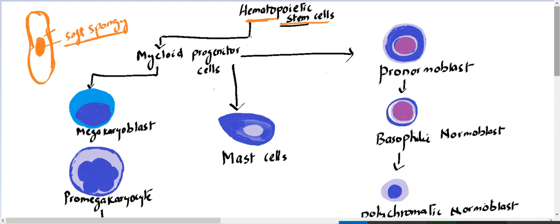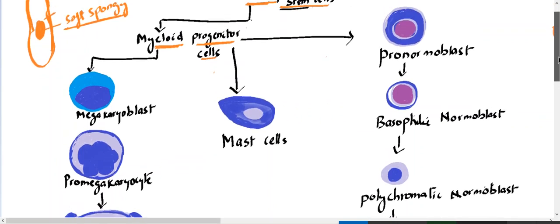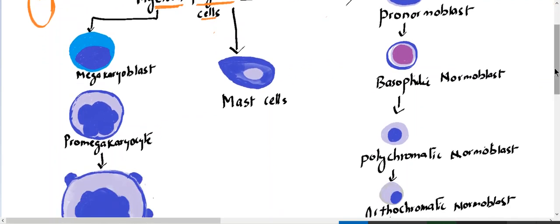So you have the myeloid progenitor cells, and then you have the lymphoid progenitor cells. In another slide I'll be discussing lymphoid progenitor cells. In this slide we'll discuss myeloid progenitor cells. So what are the cells which are produced from the myeloid series? Let's first discuss platelets, how platelets are formed.